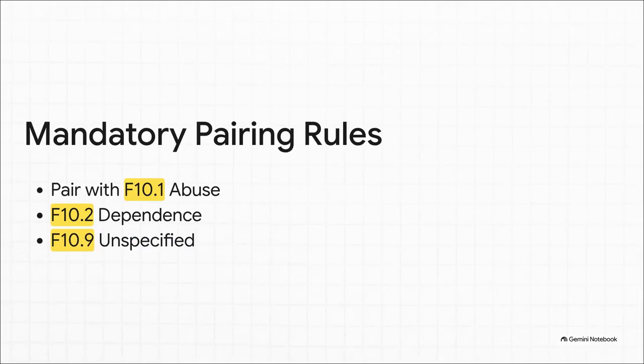Oh, and before we leave the liver, we have to talk about the golden rule of coding any alcohol-induced condition. You literally cannot just code the physical manifestation. You must document the behavioral root cause alongside it. It is mandatory to pair these physical GI pathology codes with the primary underlying substance use disorder from the F10 series. So based on the notes, you'll pair your K code with F10.1 for alcohol abuse, F10.2 for dependence, or F10.9 for unspecified alcohol use. Doing this paints the complete, accurate picture of what's going on with the patient.